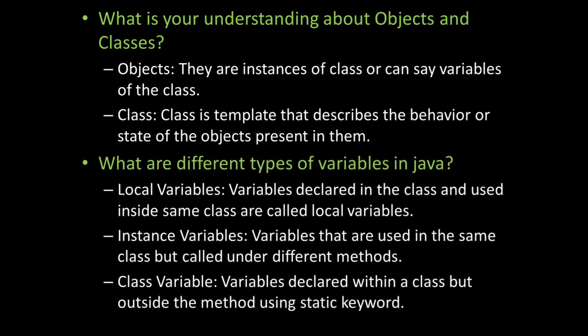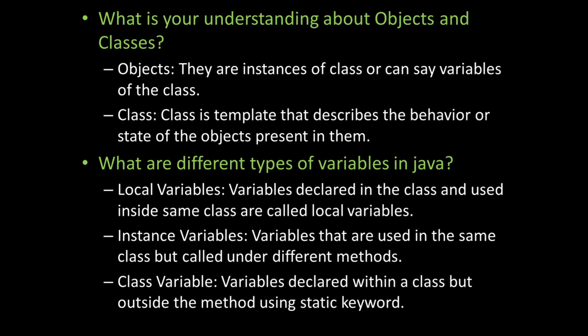What are the different types of variables in Java? There are three types of variables: local variable, instance variable and class variable. So what are local variables? Local variables are the variables that are declared inside the class and used in the same class, and they are called local variables.